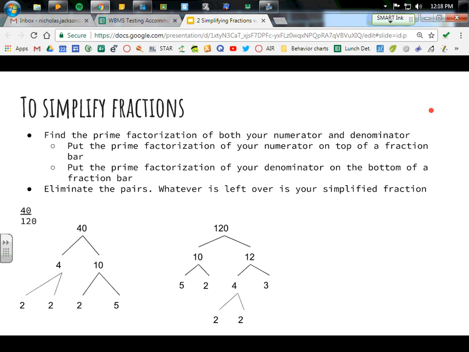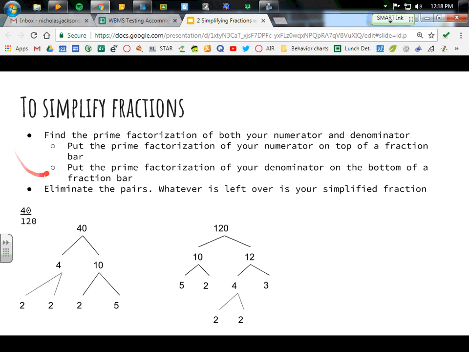120 can be factored into 10 and 12. 10 can be factored into 5 and 2. 12 can be factored into 4 and 3, and then 4 can be factored further into 2 and 2. So the prime factorization of 120 would be 2 times 2 times 2 times 3 times 5.